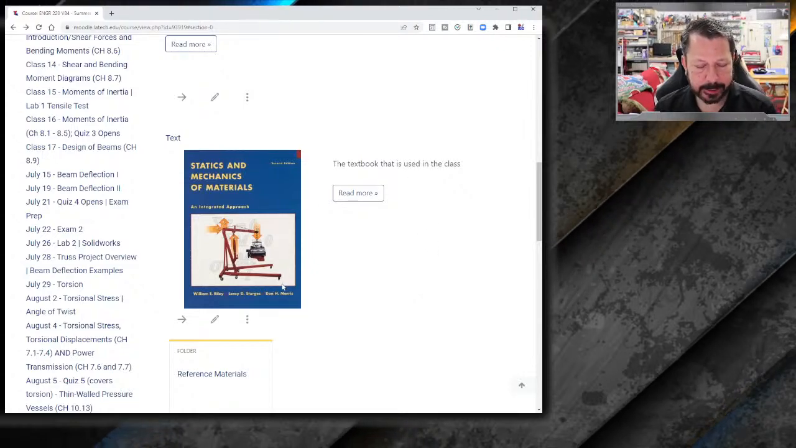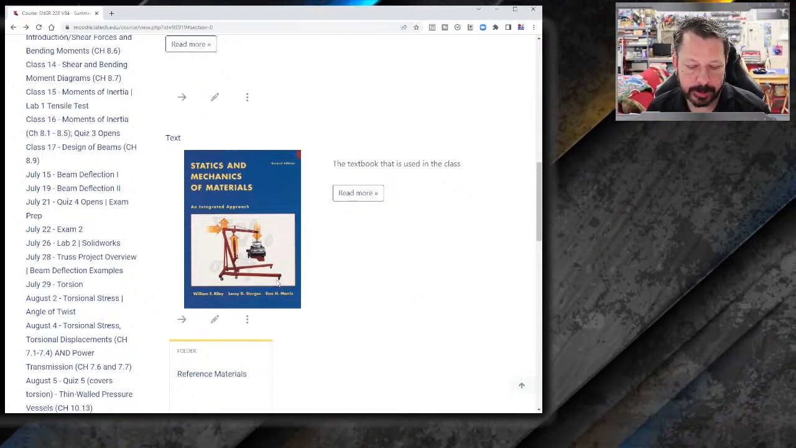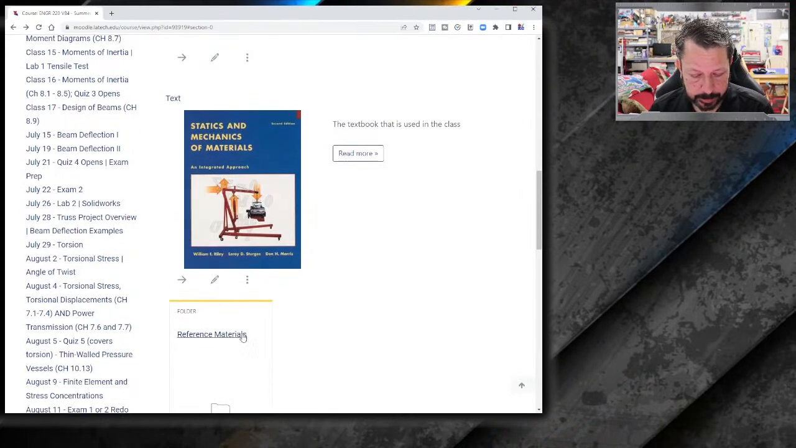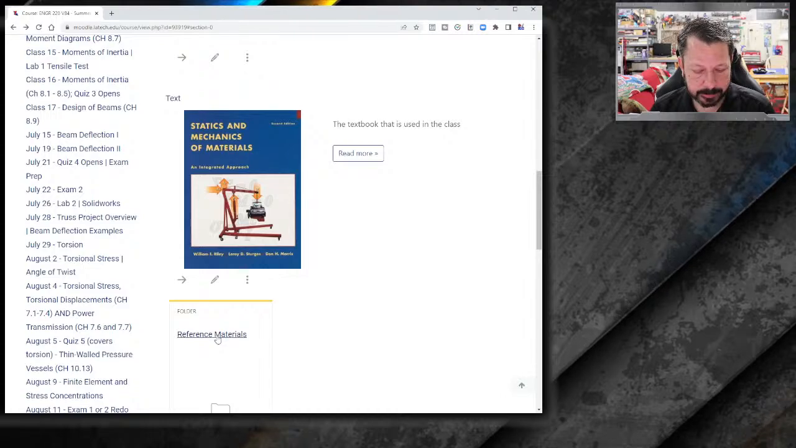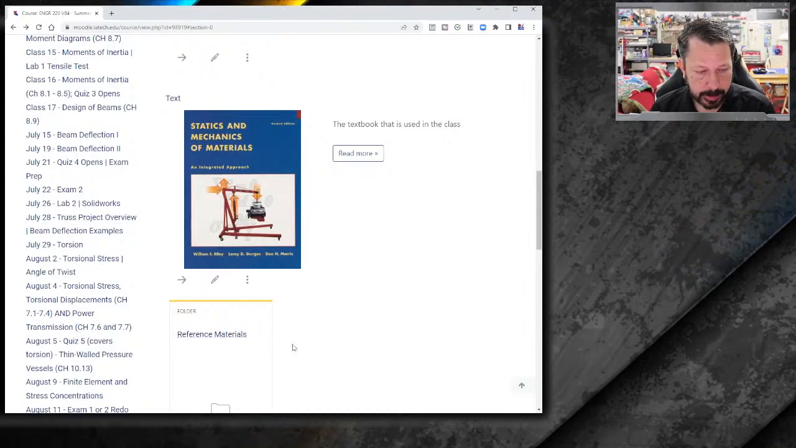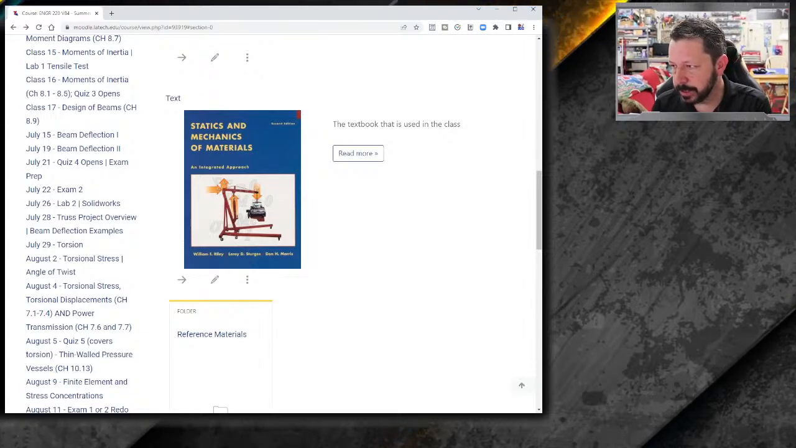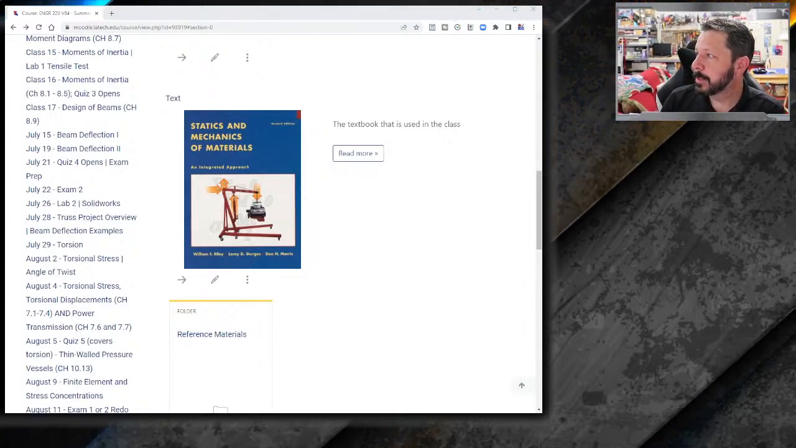Like I said, this is the textbook that we'll use for reference charts, things like that. Here are some scans of materials that we'll also use. I don't see any questions in the chat, so everything must make sense as far as that goes.